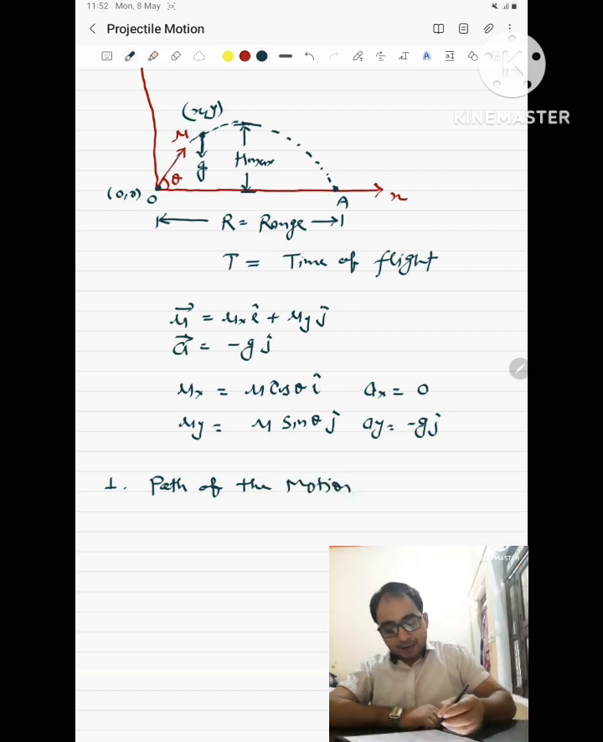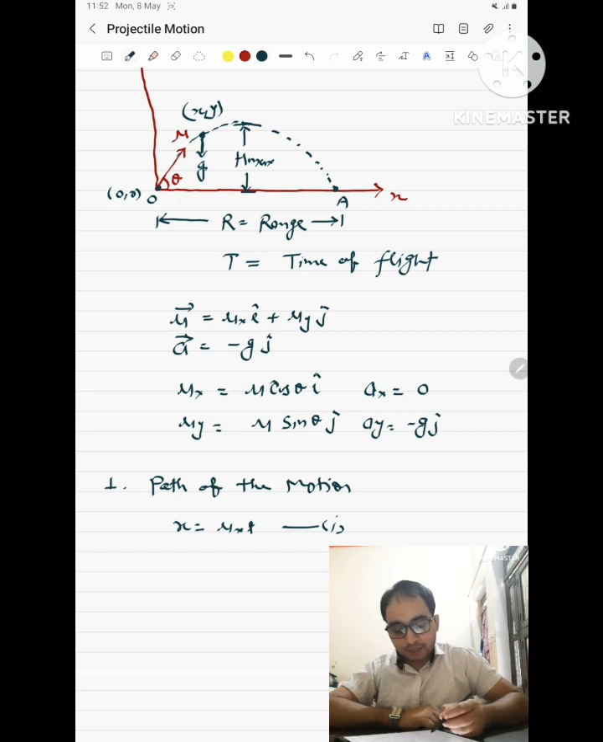So at any time t, we can write x equal to ux into t. That is our first equation, because in x direction it is traveling with velocity ux, and for time t it will travel ux into t. Whereas we can write y is equal to uy t minus half of g t square. Here we have used the second equation of motion.